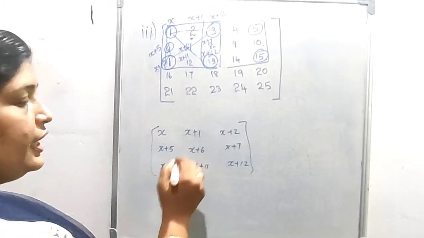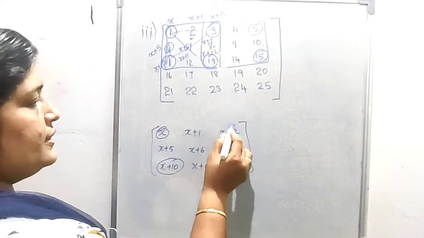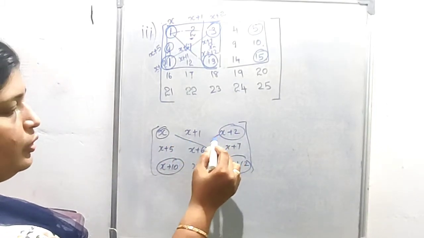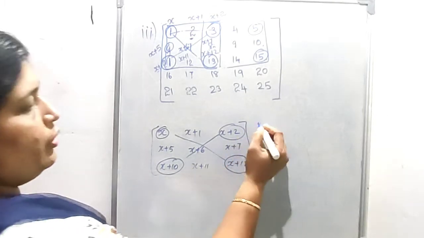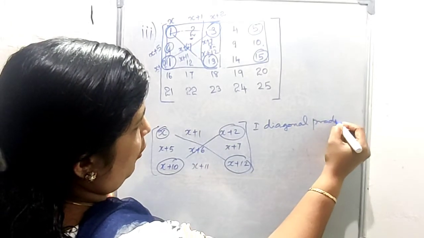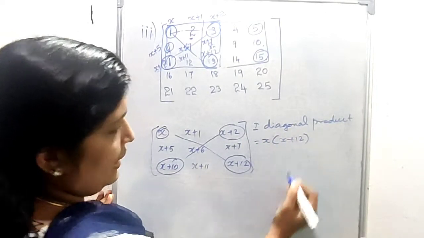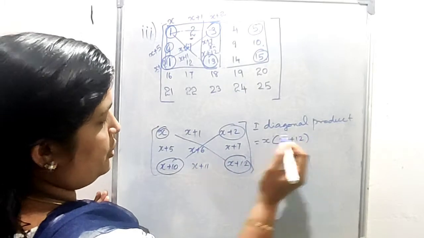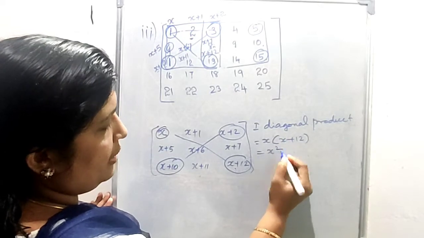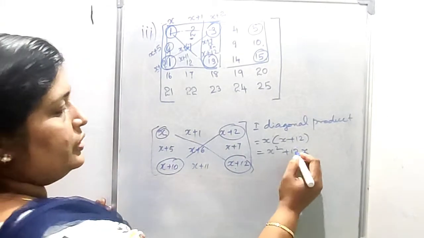A square of 9 numbers, 3 rows, 3 columns. Now we mark the numbers on the four corners. Then first find out the diagonal product. What is the first diagonal product? The first diagonal product is equal to x into x plus 12. x is here, x plus 12 is here, this is the diagonal. So x into x is equal to x square, then x into 12 is equal to 12x. So this is the first product.